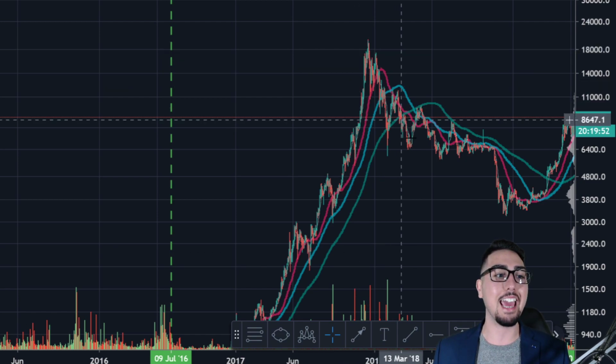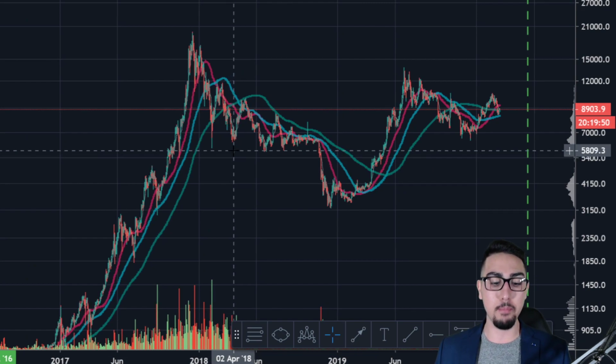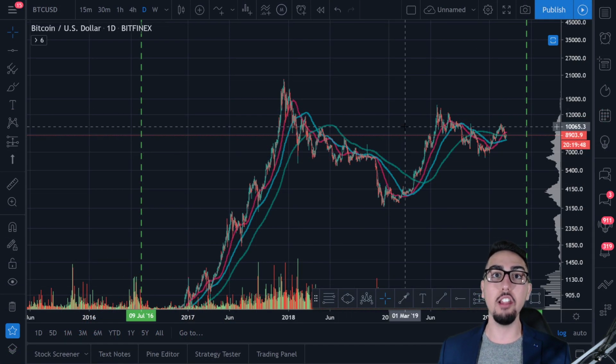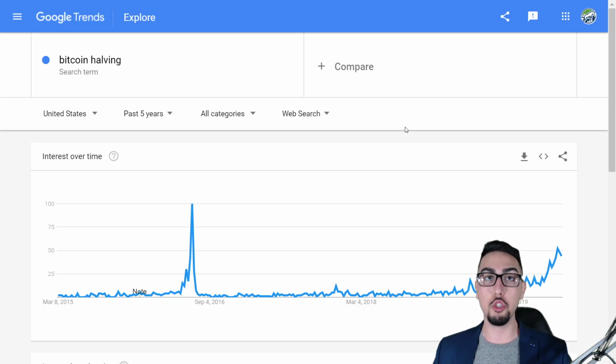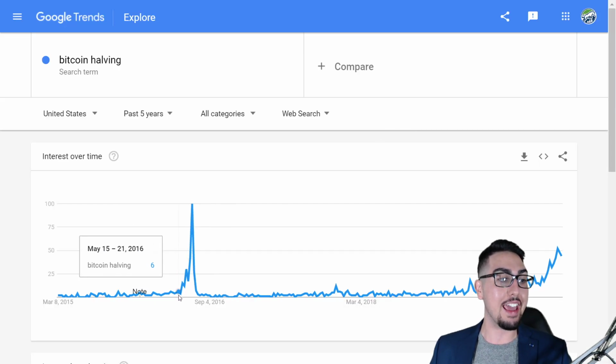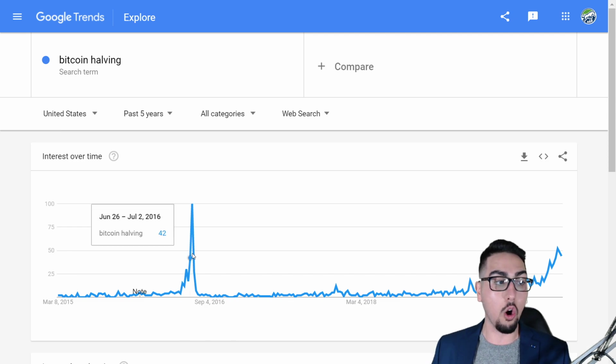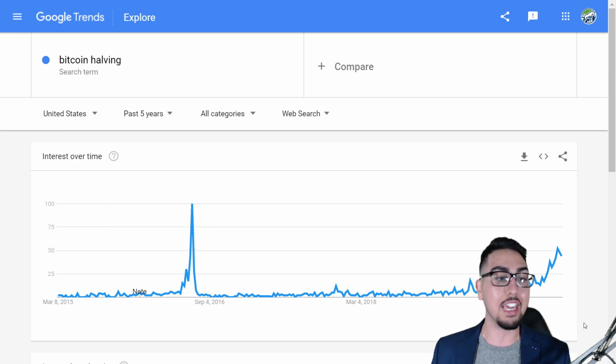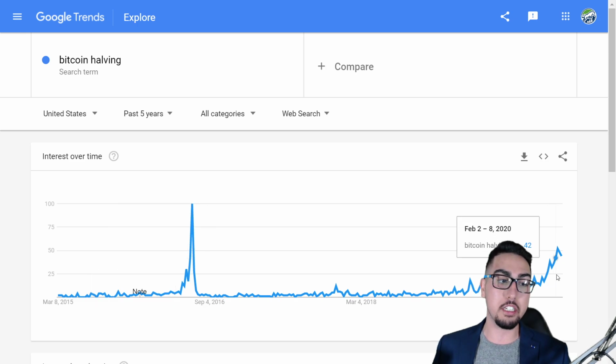We're going to be taking a look at some key fundamental indicators that not a lot of people are talking about, including this Google Trends chart showing that in May of 2016, prior to the rally that we saw in 2017, we saw search trends on Google show all-time highs for Bitcoin halving, and right now you can see we are seeing this once again prior to the upcoming May halving.